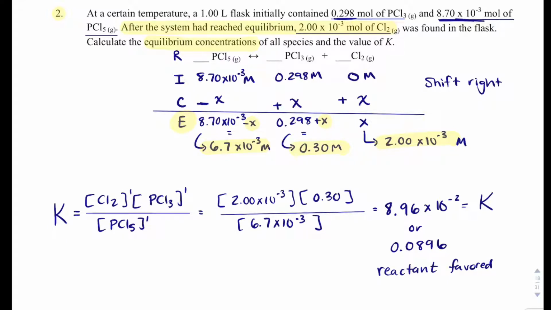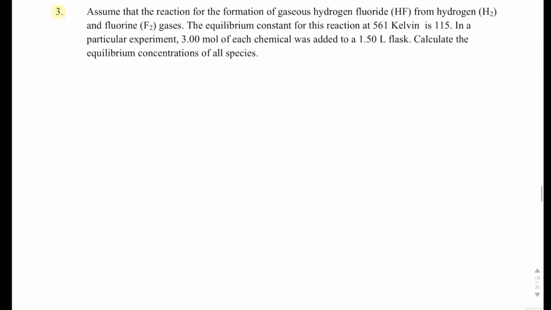Okay. Let's move on to another example, and we'll look at number 3. In number 3, I'm given not a reaction, so I have to come up with it, and I'm given that HF is formed from hydrogen and fluorine gases, and everything is gases here. So hydrogen reacts with fluorine, both diatomic, of course, to produce HF gas. And then to balance it, I'll put a 2 in front of HF.